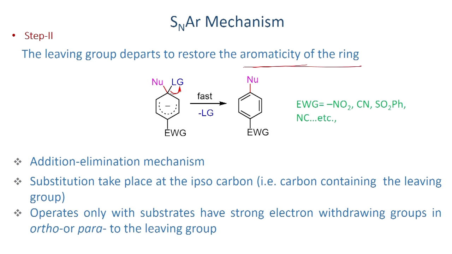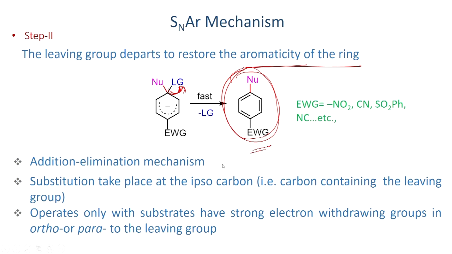So now the leaving group can leave and you will be able to get this substituted compound. In the case of electrophilic substitution reaction, you will lose a proton. The base can remove the proton and you can get the aromatic system, but in this case the leaving group departs and you can recover the aromaticity.